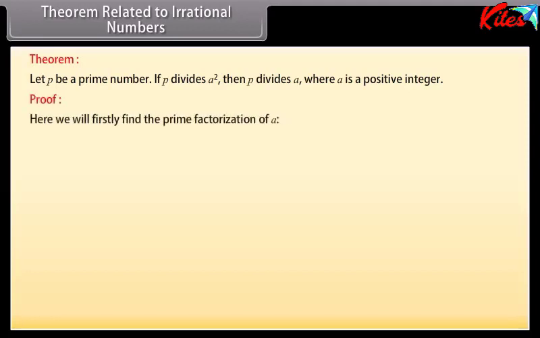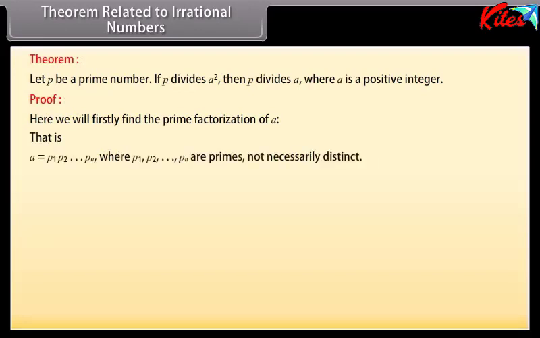Proof. Here we will first find the prime factorization of a. That is, a is equal to p1, p2, and so on till pn, where p1, p2, and so on till pn are primes, not necessarily distinct. Therefore, a square is equal to p1, p2, and so on till pn times p1, p2, and so on till pn, which is equal to p1 square, p2 square, and so on till pn square.